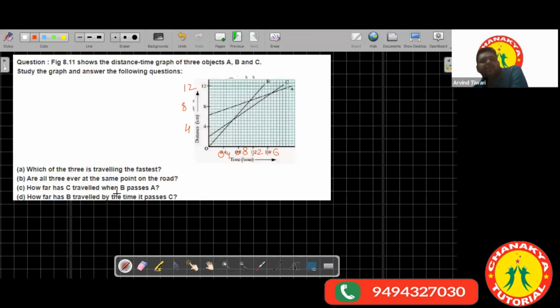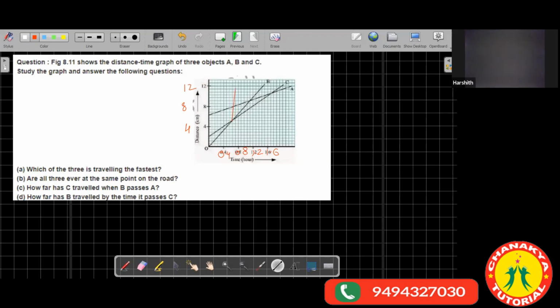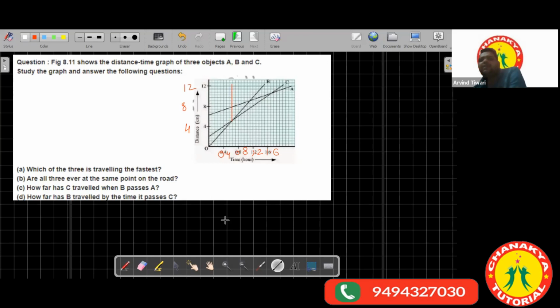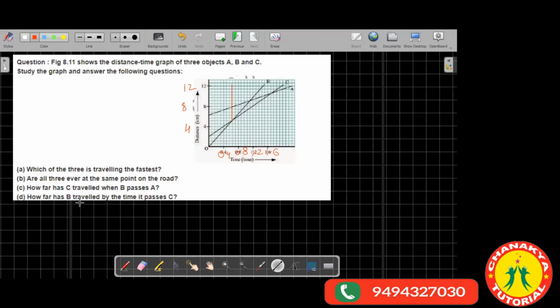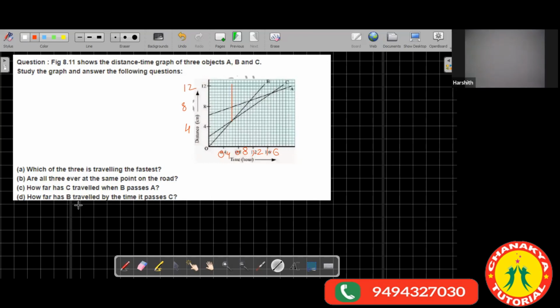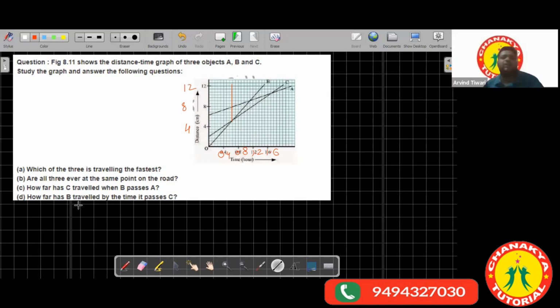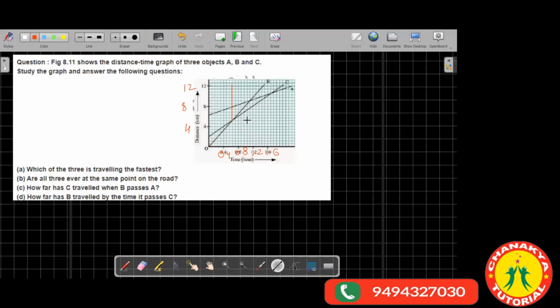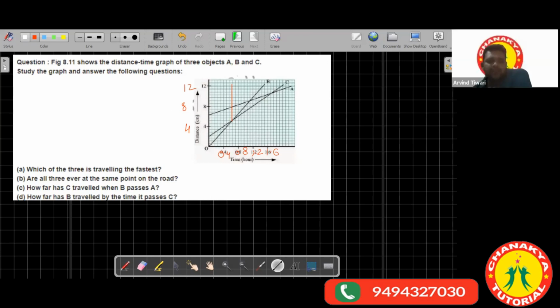How far has C traveled when B passes A? When B is passing A, at that time, how far has A traveled? See, B is passing A at this point of time. Sir, 8 km. Yes, 8 kilometers. So at that time, A has traveled 8 kilometers. Now, how far has C traveled when B passes A? Just one minute, let me redraw it. This is the point when B passes A.